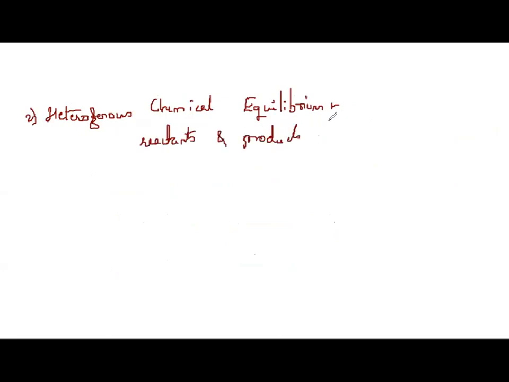Then what is heterogeneous chemical equilibrium? Heterogeneous chemical equilibrium means the equilibrium in which the reactants and products are present in different phases. We call it heterogeneous chemical equilibrium.